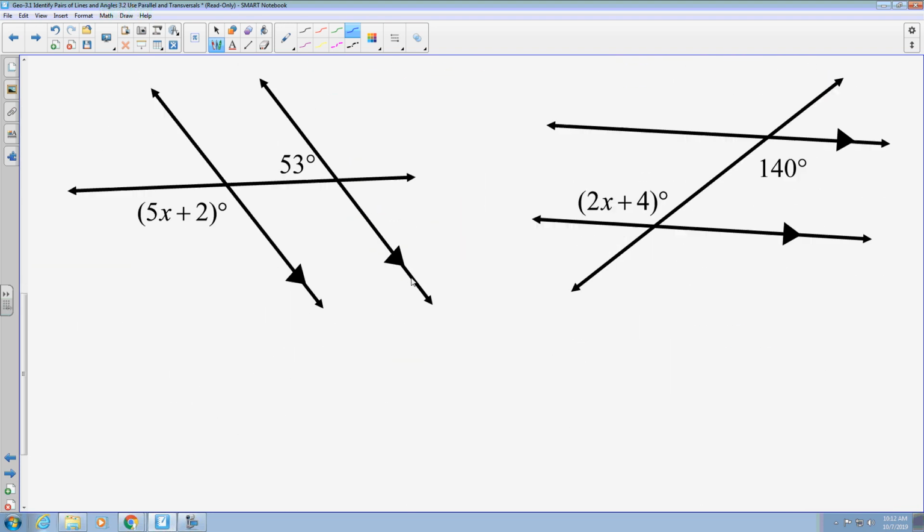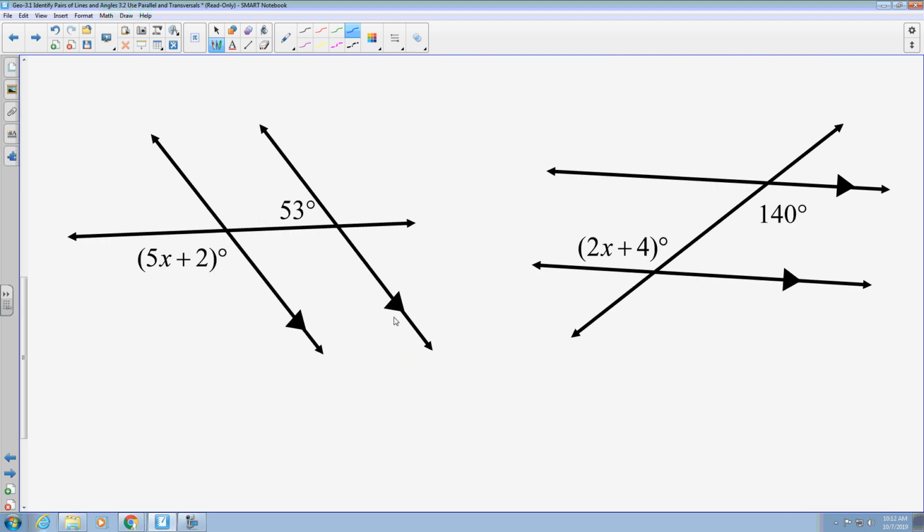Two more examples below. Looking at these two, looking at this one right here. This one's bottom left, that one's top left. Doesn't appear to be any relation, so I'm going to say none. But what we can do is, this is a linear pair right here. Or actually, let's do it this way.